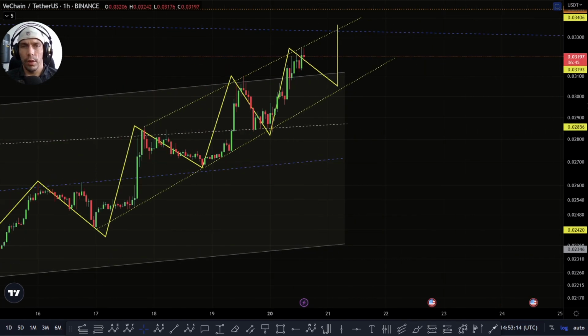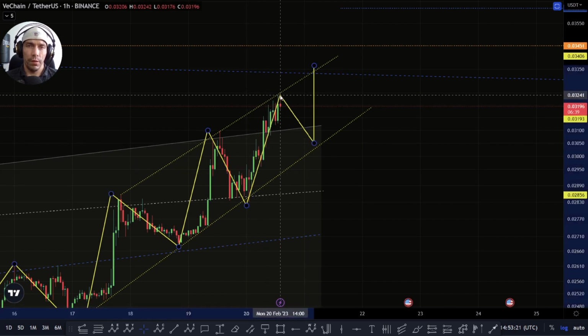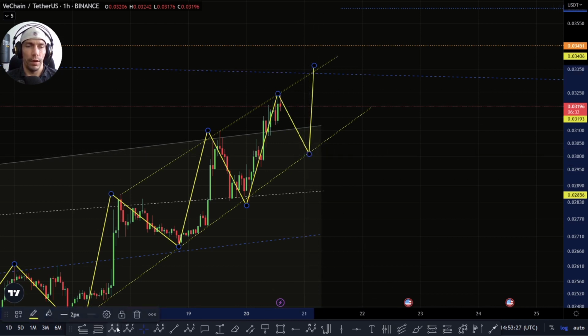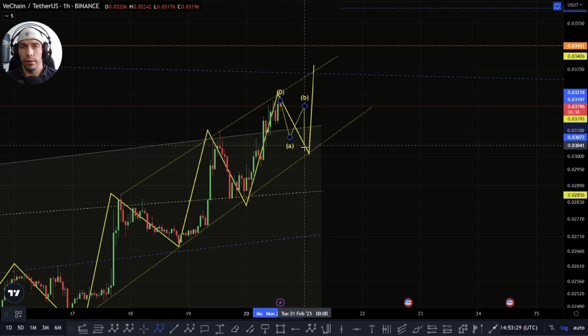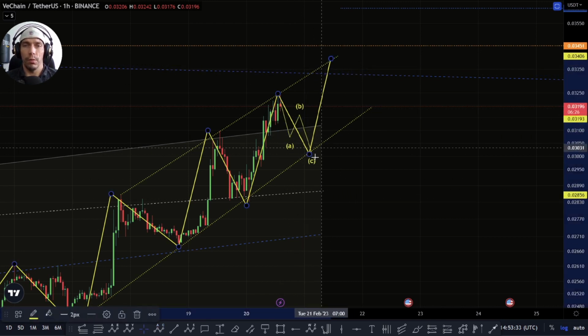It doesn't have to retest this channel line, but this would make it neater. What I'm looking at is within this structure here, this seems to subdivide more into a 3-wave move than a 5. So what I'm anticipating, if we are looking at this as a diagonal, would be to see a three-wave structure develop to the downside, and then I would be looking for this to play out as an ABC pattern to the downside like this, looking for that continuation to the upside.